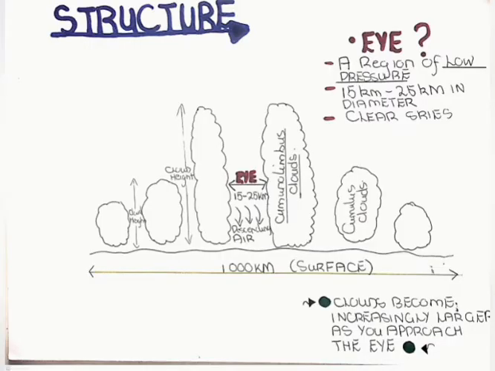Okay, so above is just a sketch of what a cyclone looks like. So you have larger cumulonimbus clouds towards the eye, and the clouds become smaller as you move away from the eye. Your surface, basically the area that is occupied by the cyclone, is about 1,000 kilometers. The eye itself is 15 to 25 kilometers, and the eye is usually a place of clear skies, and the eye is a place of low pressure where we have air descending rather than rising.